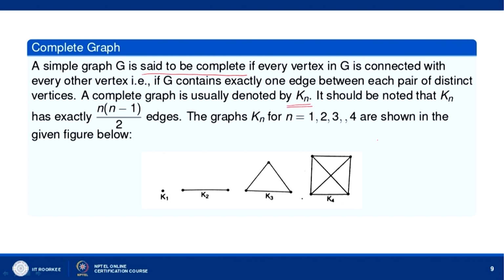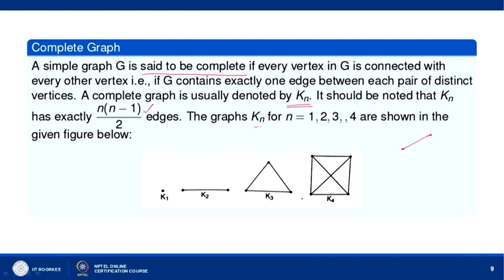So, if any vertex will have n minus 1 edges, so total number of edges will be n into n minus 1 by 2, because an edge is counted twice. If suppose we have a vertex, this is another vertex, and this is joined to this, so it is counted once for this vertex, and when we come to this vertex, this is again counted. So, an edge is counted twice, and therefore, the total number of edges will be n into n minus 1 by 2 in the case of a complete graph.